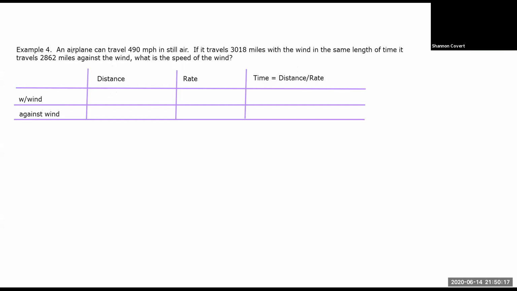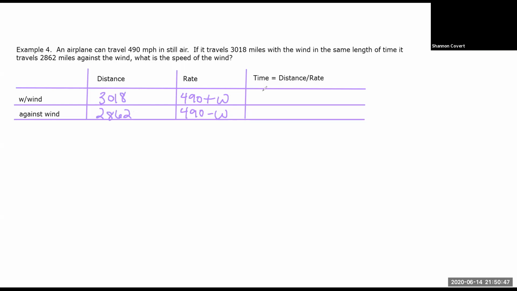I know that the rate in still air is 490 miles per hour. So the rate with the wind will be 490 plus W. The rate against the wind will be 490 minus W. If it travels 3,018 miles with the wind, my distance here is 3,018. In the same length of time it travels 2,862 miles against the wind.